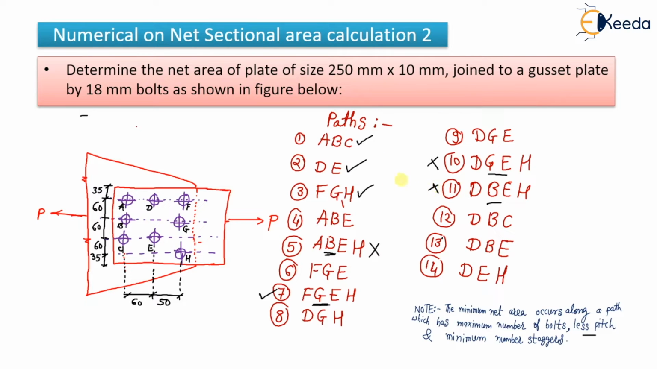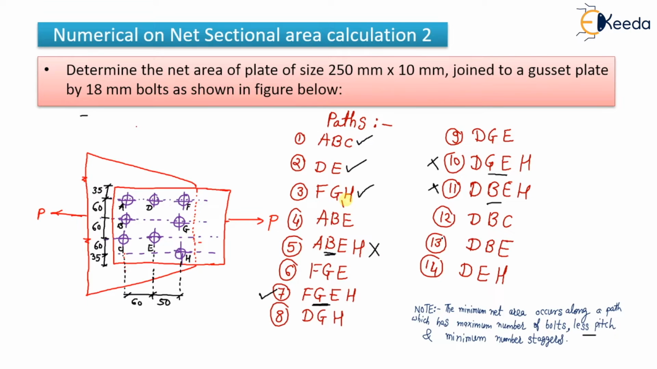So how many paths are remaining now? You can calculate the net area for these 3 paths, then this one. Only 4 paths we have shortlisted, and for those you can calculate the net area. And if you think this is not sufficient, and you want to calculate the net area for 3 number of bolts also, for the stagger ones, then in that case you can calculate for those areas also.